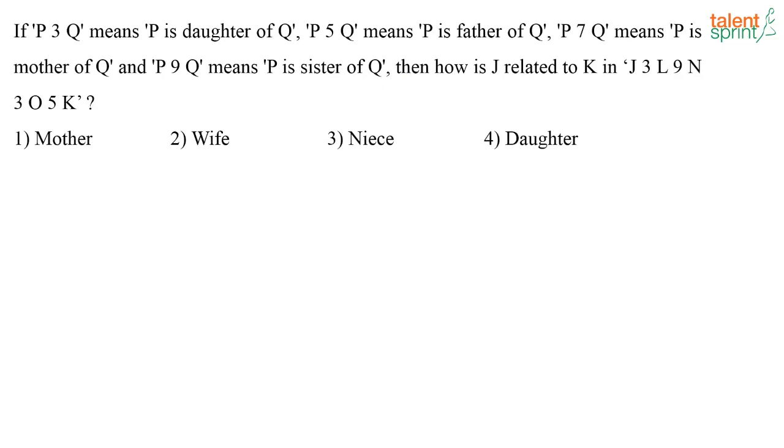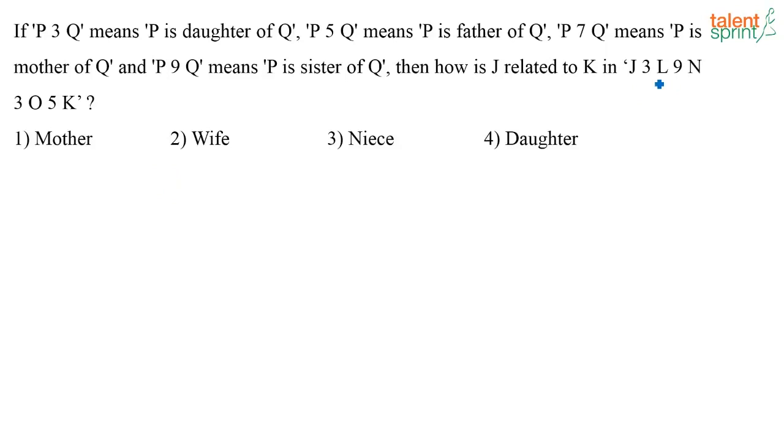Next. The next question is on coded blood relations. If P3Q means P is the daughter of Q, P5Q means P is the father of Q, P7Q means P is the mother of Q, and P9Q means P is the sister of Q, then how is J related to K in the given expression?